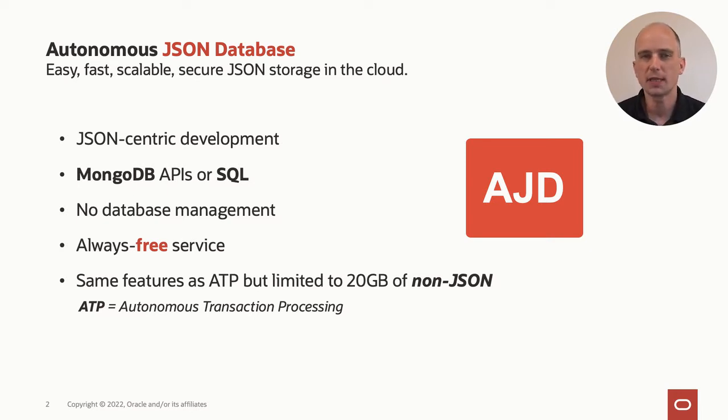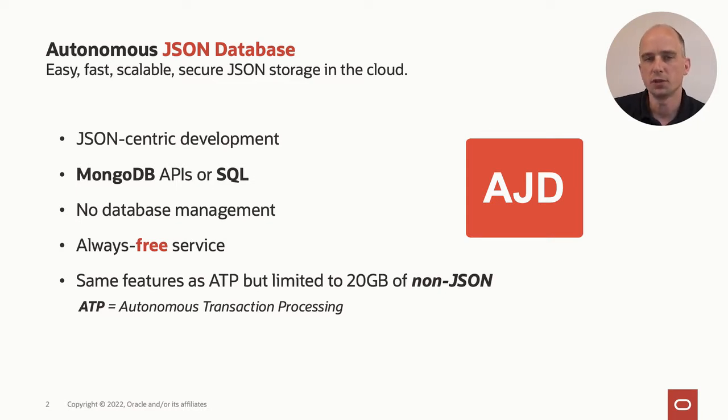So the Autonomous database is the managed version of Oracle database, meaning you don't have to install it, configure it, do backups, or things like that. All that's done for you. You just create one and it's ready to go. And the Autonomous JSON database is the version of the Autonomous database that is intended for building interactive applications and microservices that mainly need to store JSON data. You can connect to it using either Mongo collection APIs or normal SQL drivers.